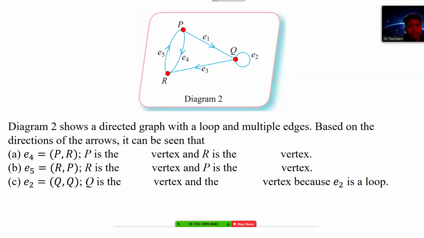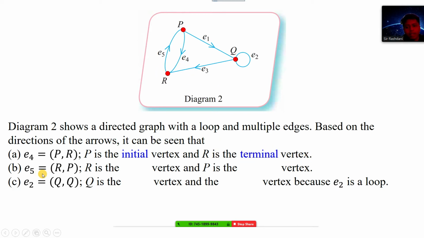Next, examples. Diagram 2 shows a directed graph with a loop and multiple edges. Based on the direction of the arrow, it can be seen that for edge E4, you see the arrow is going down, right? So P will be our initial vertex, and then R is our terminal vertex.